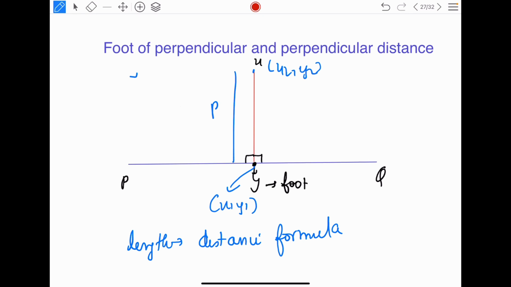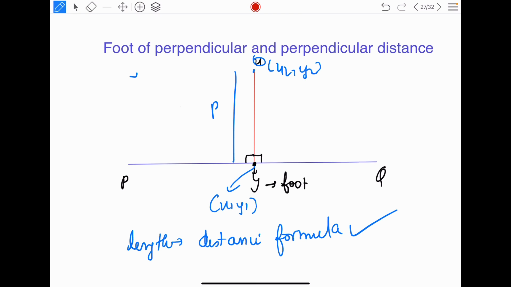So whenever a foot of perpendicular and perpendicular distance is asked, first you have to find the coordinates of foot of the perpendicular. How to do that, we'll just understand. Second thing that you have to do, once you get the coordinates of foot of perpendicular and you know the point from which the perpendicular is drawn, the 2 ends of the perpendicular will be there, and the length of the perpendicular is the distance between these 2 points. How do you get the distance between 2 points? Using your distance formula. So perpendicular distance will always be done using the distance formula.